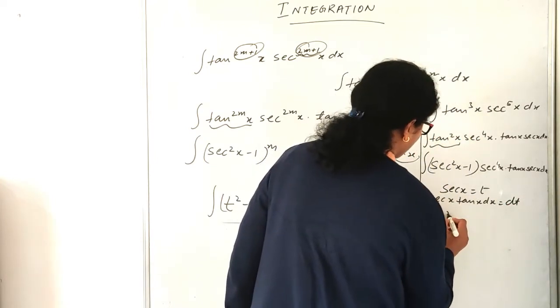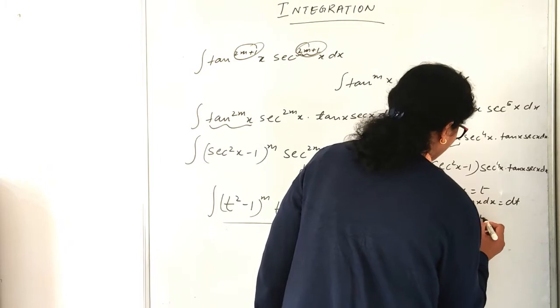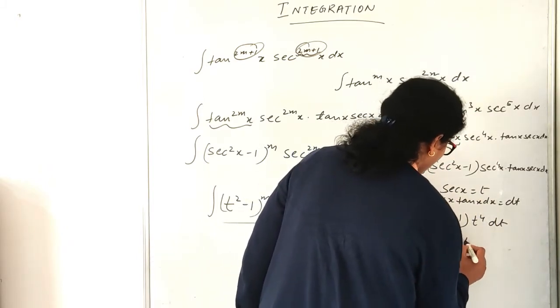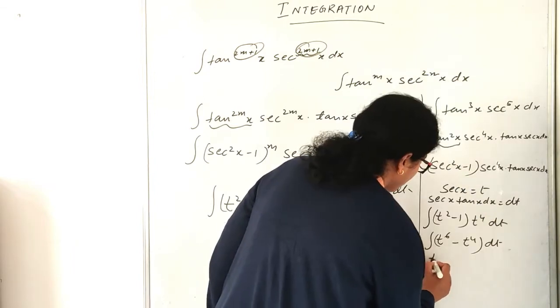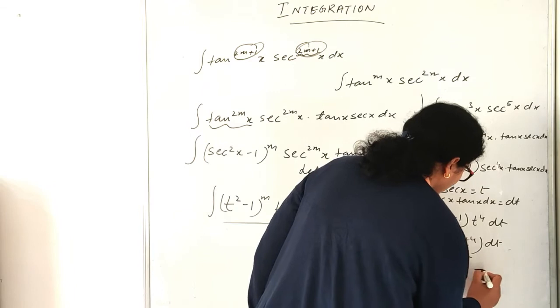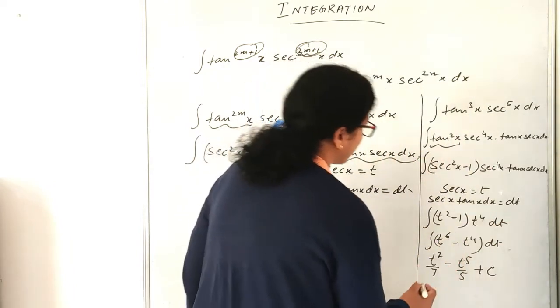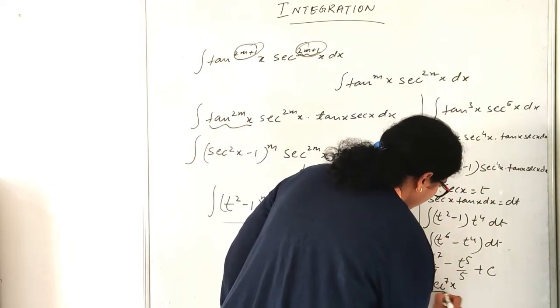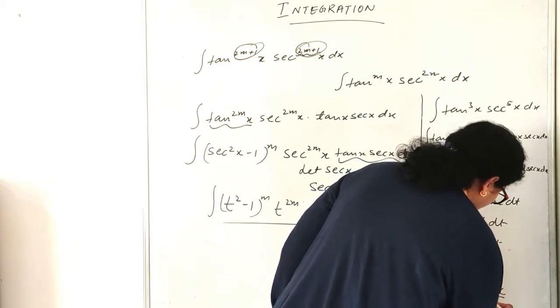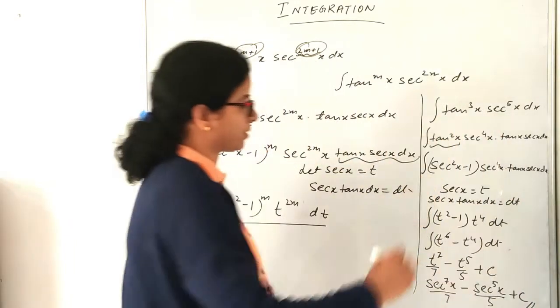So we are left with (t^2 - 1) t^4 dt. In that case it will become t^6 - t^4 dt. Integrate: t^7/7 - t^5/5 + c. Substitute the value: sec^7 x/7 - sec^5 x/5 + c. So this is the required answer.